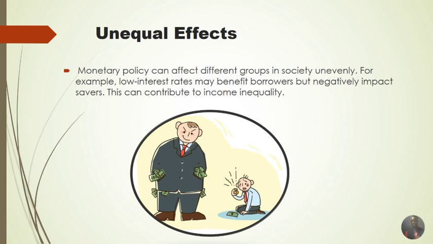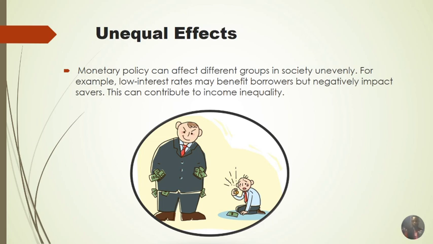Then we have unequal effect. The idea is that monetary policy can affect different groups in society unevenly. For example, low interest rates may benefit borrowers while negatively impacting savers. This can contribute to income inequality. We look at the perspective that there's a borrower perspective and there's a saver perspective.